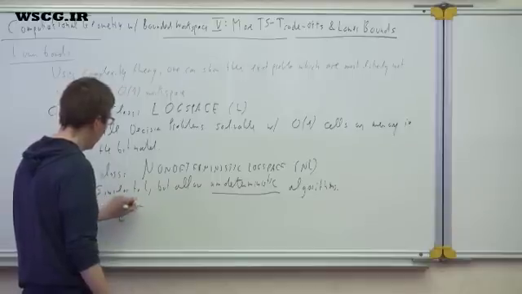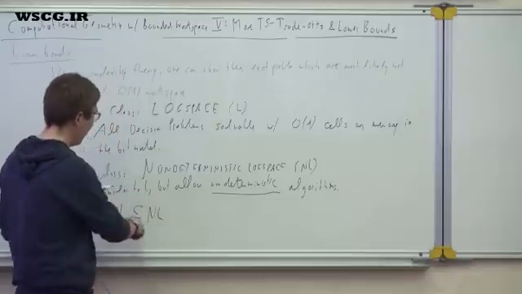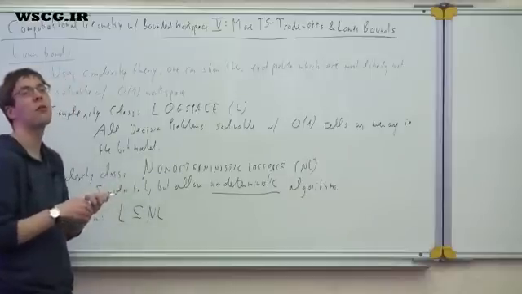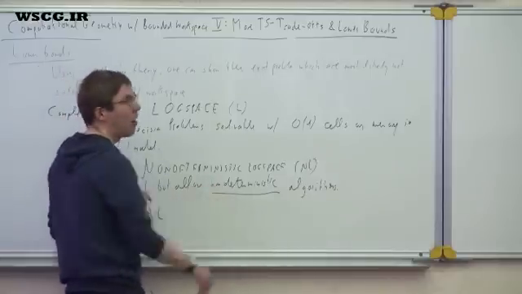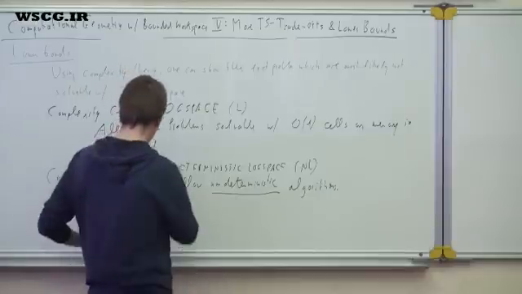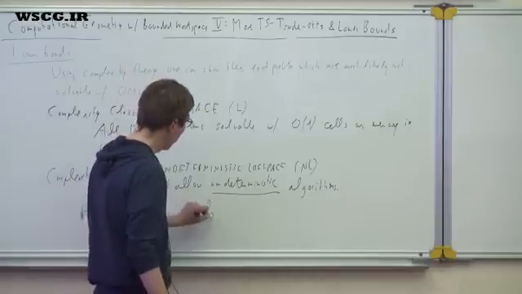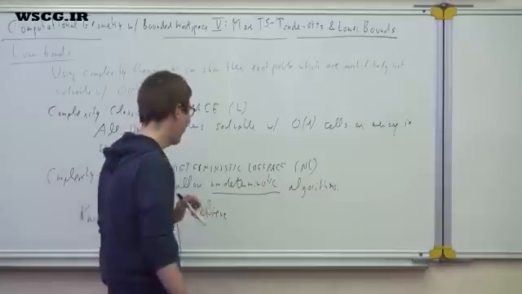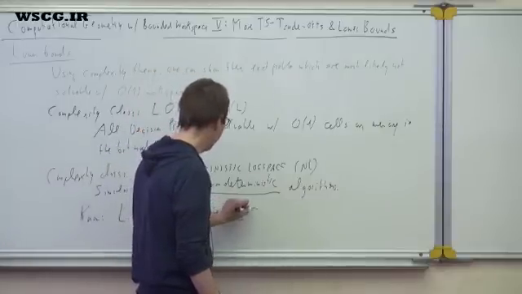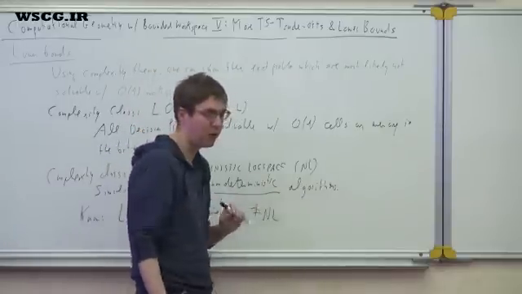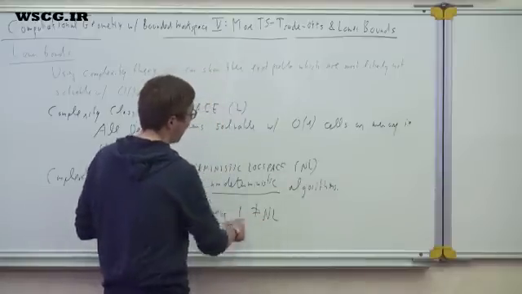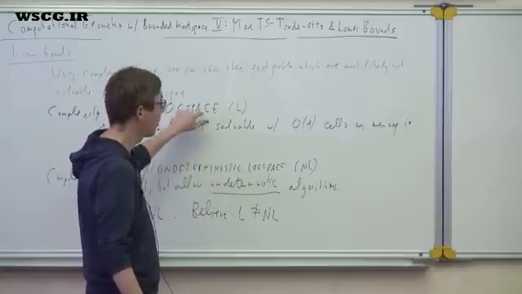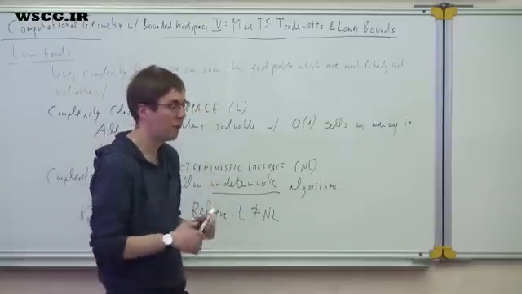What is clear is that L is a subset of NL. Every problem you can solve with a deterministic log space algorithm, you can also solve with a non-deterministic log space algorithm, naturally, because here you just add more power to what you're allowed to do. So we know this, and we believe that L is not equal to NL, but nobody knows how to prove it. We believe there are problems which are solvable in non-deterministic log space, which are not solvable in log space itself.